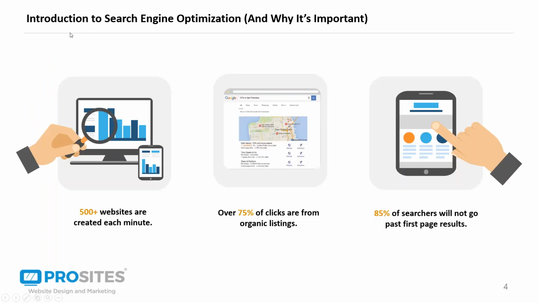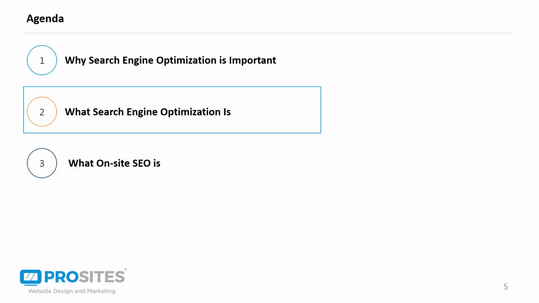So let's talk about why SEO is important. Well, just to give you a few stats, there are 500 plus websites created each minute on the internet, and over 75% of clicks are from organic listings. Those are search results in Google that you do not pay for. And 85% of searchers will not go beyond the first page of results, so it's important to appear on the first page.